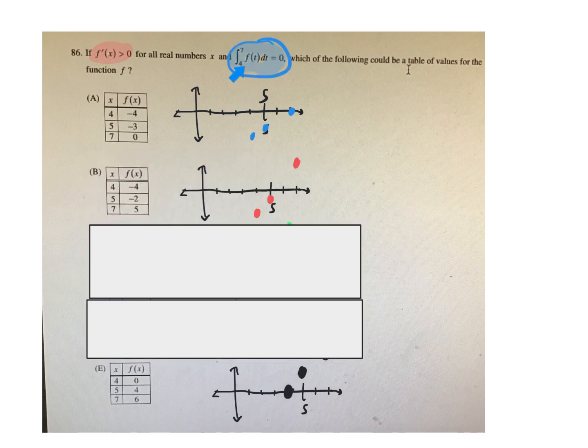Next, we use the fact that the area between the curve and the x-axis from 4 to 7 is 0. So we must have positive space and negative space perfectly canceling each other out. Can't be A. That definite integral will be negative.